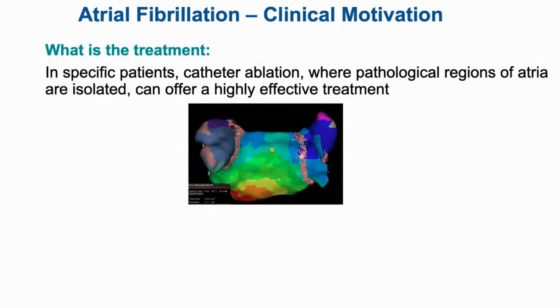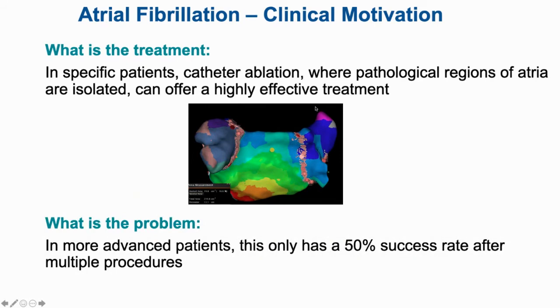So what's our clinical motivation? In specific patients, ones who haven't had atrial fibrillation for very long, catheter ablation therapy, where regions of the atria are isolated or burnt, can be used. The red areas here have been ablated to isolate the pulmonary veins. This can offer a highly effective treatment, but in patients who've had atrial fibrillation for a longer period of time, this has a much lower success rate.